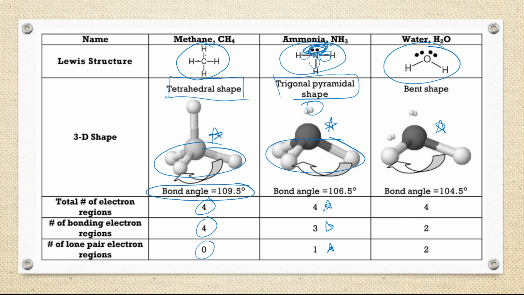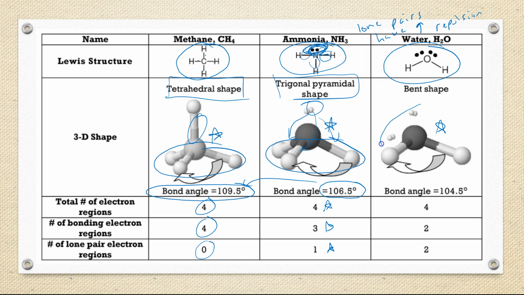Now, the other thing that's worth noting here is the bond angle of 106.5 is a little bit less than 109.5, and the reason for that is lone pairs have greater repulsion than a bonding pair does. So that just means that lone pair pushes a little bit harder away than that bonding pair does, and that pushes those a little closer together.